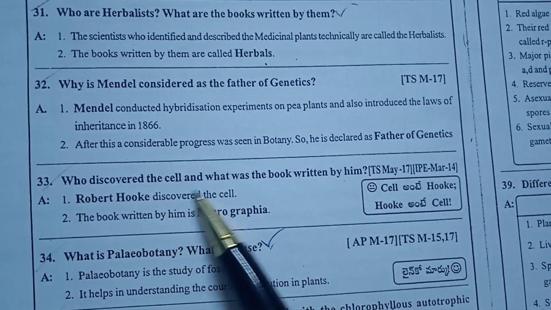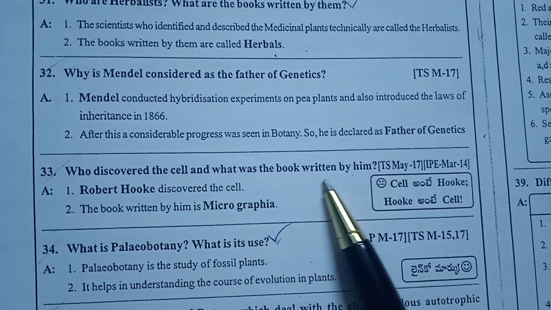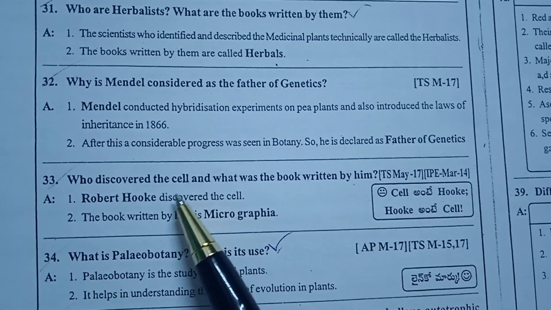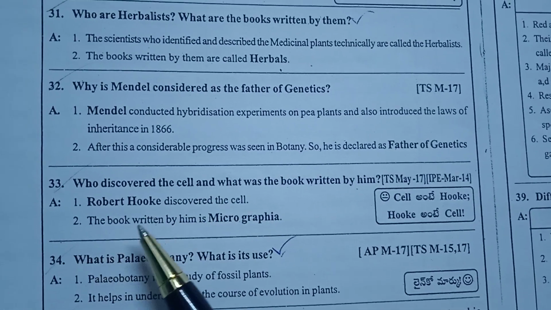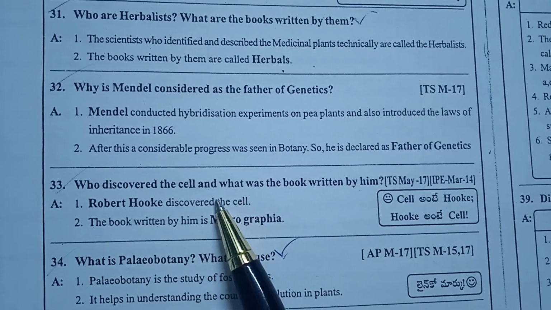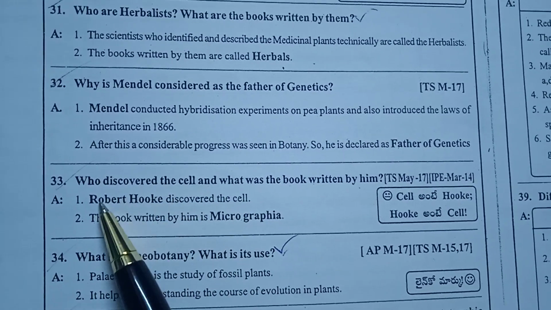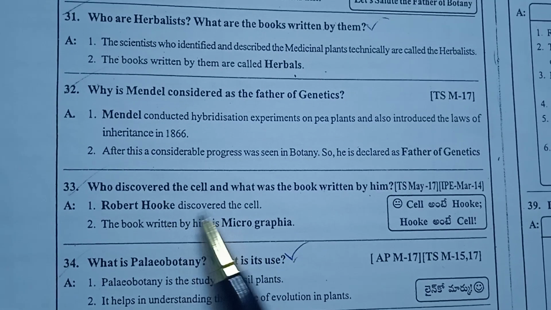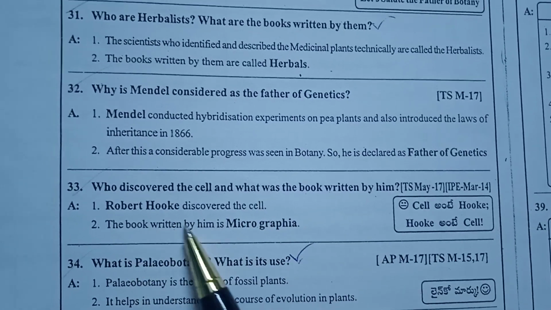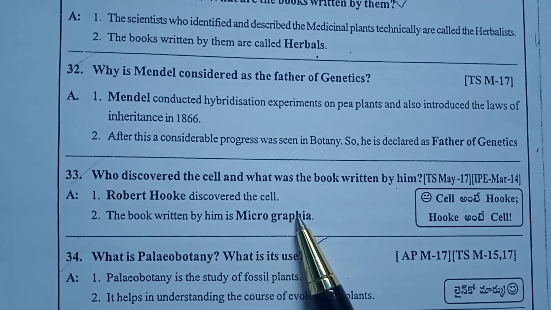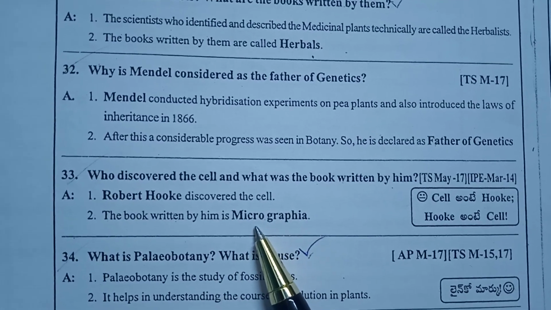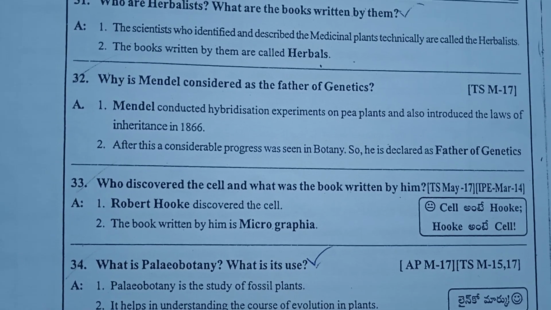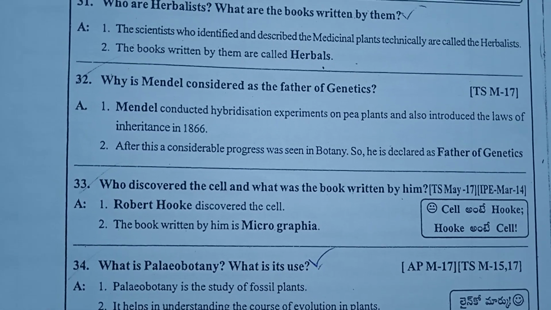Who discovered the cell and what was the book written by him? We all know who discovered the cell, since from 5th and 6th class we study about the cell. Robert Hooke discovered the cell. The book written by him is Micrographia.